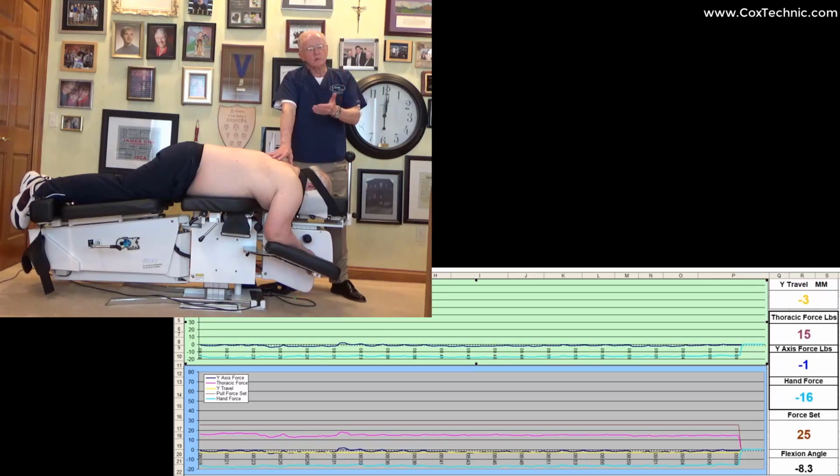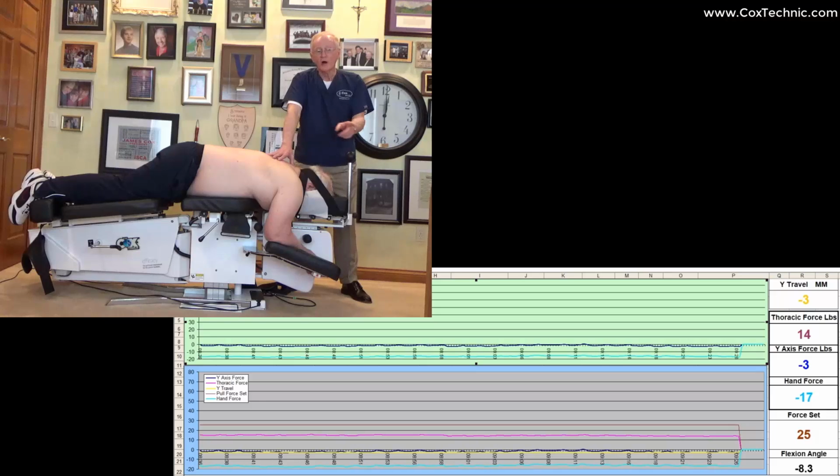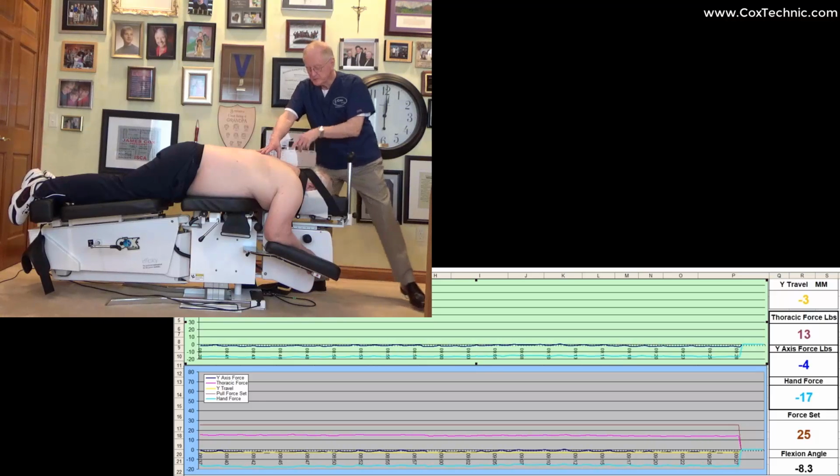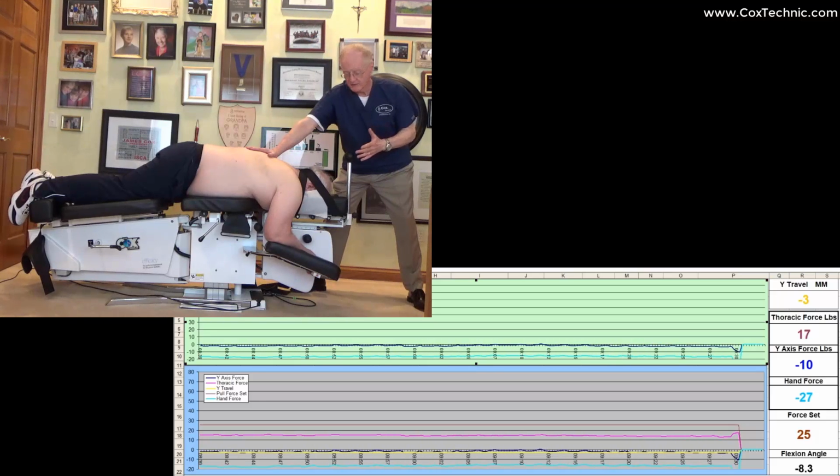C7-T1, the question was, is C7 a cervical vertebra or is it the first thoracic vertebra? Because it really behaves like a thoracic segment. The moral of that story, clinically applied, is this. If you have C7-T1 herniation, always come down to around T5.